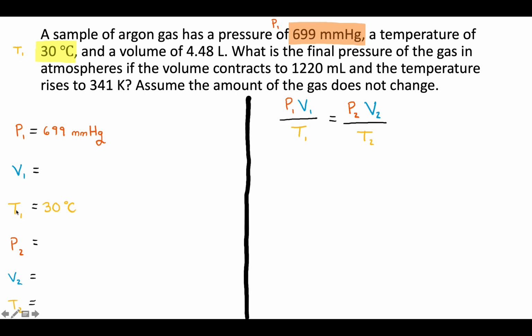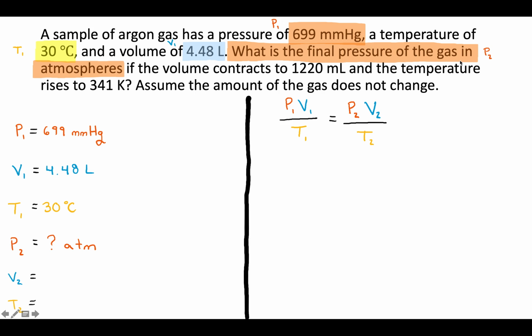I'll write it over here by T1, and a volume of 4.48 liters. That is V1, so I'm going to write it over here next to V1. What is the final pressure of the gas? That's what they're asking for. They want to know what P2 is, and specifically in atmospheres.